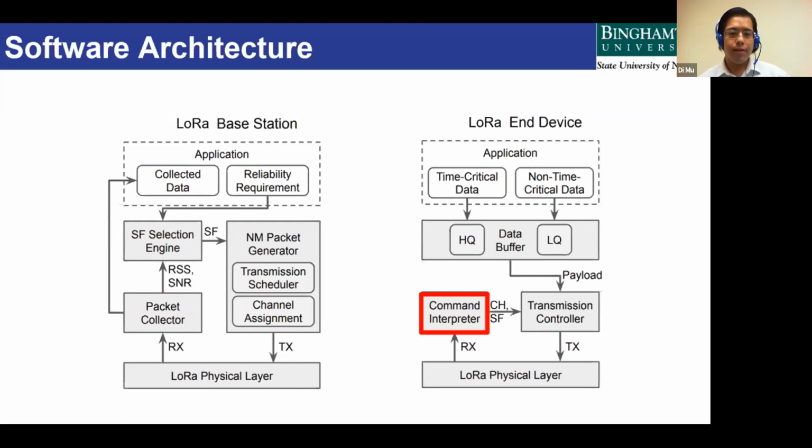On each LoRa end device, the command interpreter interprets the network commands from the received network management packets. The transmission controller transmits the data generated from the vehicle on the assigned channel using the selected SF value. The data buffer maintains two data queues for data collected from the vehicle, a high priority queue or H queue for time critical data, and the low priority queue or L queue for non-time critical data. The transmission controller only transmits the data stored in L queue when the H queue is empty.